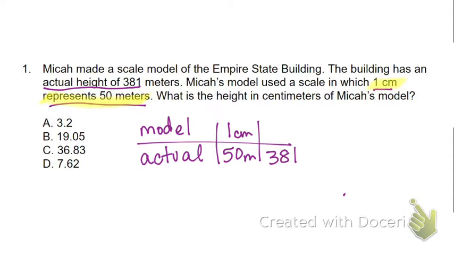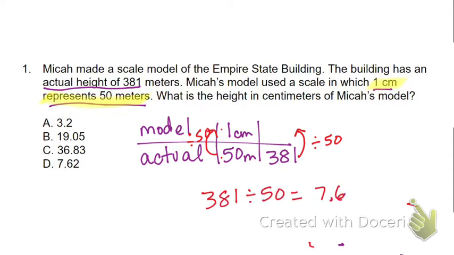381 meters. So I have to figure out, well, I don't know how many times 50 goes into 381, right? But what I can do is say I do know how many times 1 goes into 50. If I'm trying to get from the bottom number to the top number here, how do I get from 50 to 1? I divide by 50. So guess what I can do over here on the right side? I can also divide by 50. Just remember those patterns. So 381 divided by 50 gives me 7.62, 7 and 62 hundredths. That's number 3.